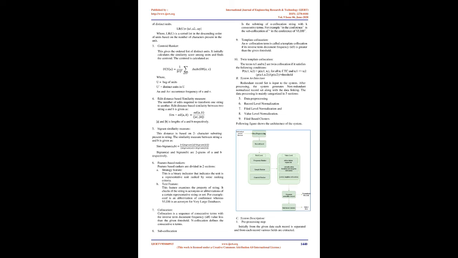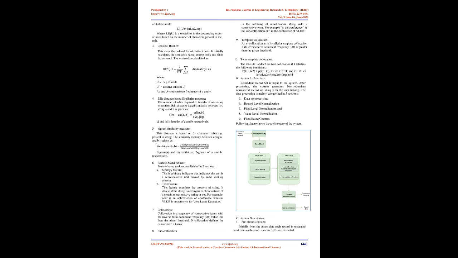Bigram similarity measure. This distance is based on two character substrings present in the string. The similarity measure between strings A and B is given as sym bigram(A,B) equals 2 asterisk n, where bigram A and bigram B are the 2-grams of A and B respectively.